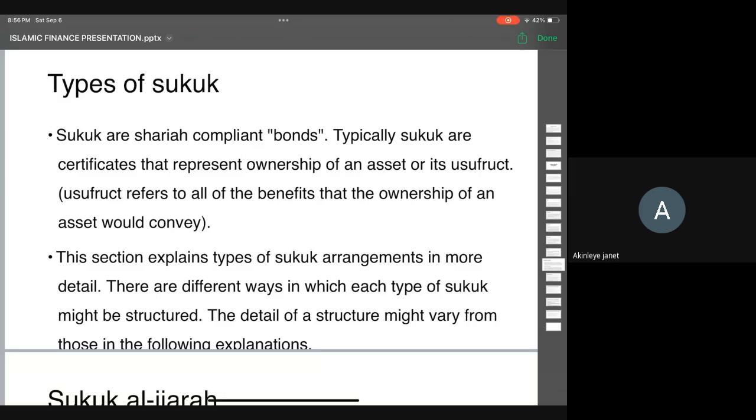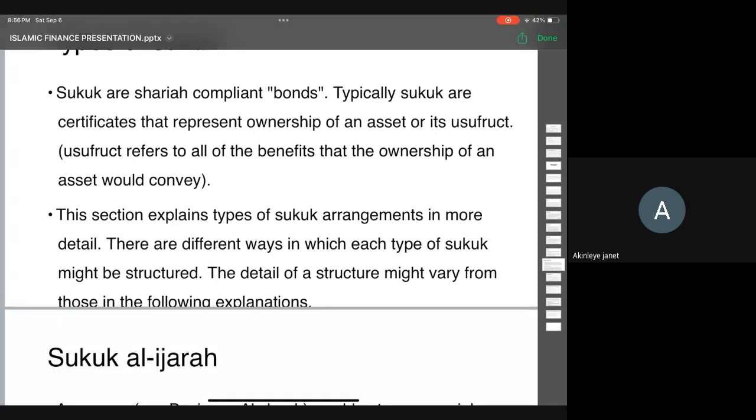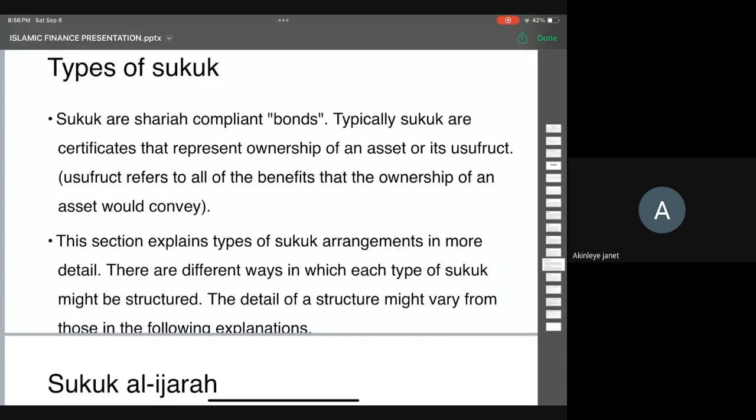Can you scroll up? Types of Sukuk. Sukuk are Sharia compliant. Typically, Sukuk are certificates that represent ownership of an asset, which we said earlier on, or it refers to all the benefits that ownership of an asset will convey. Just an ownership of an asset. This section explains types of Sukuk arrangements in more detail. There are different ways in which each type of Sukuk might be structured. The details of the structure might vary from those in the following explanation.